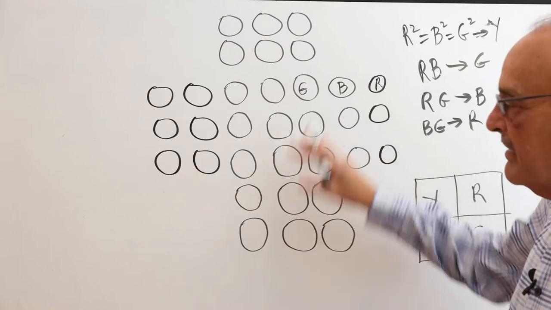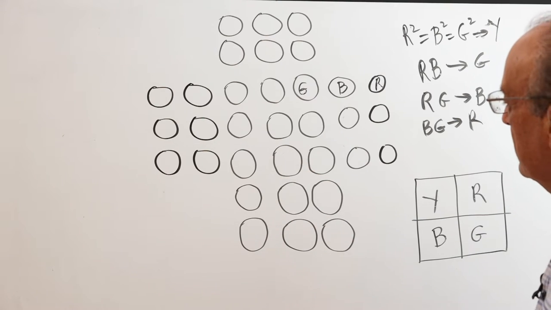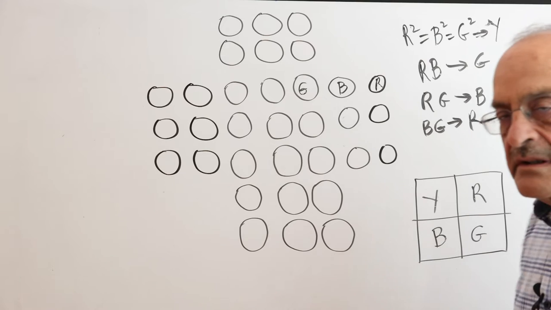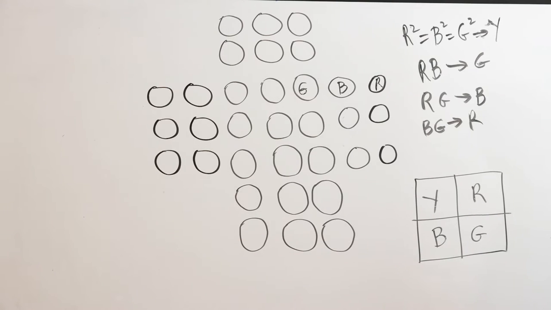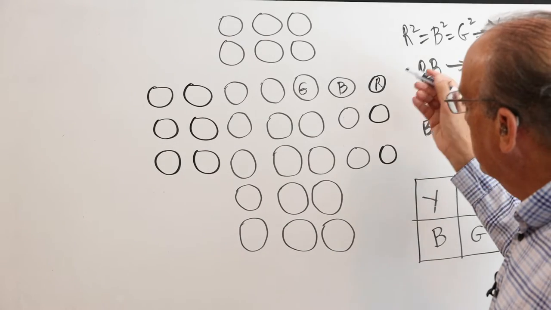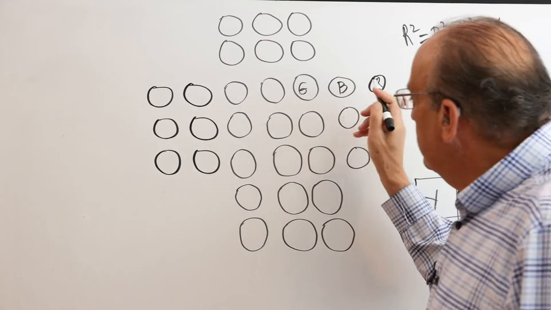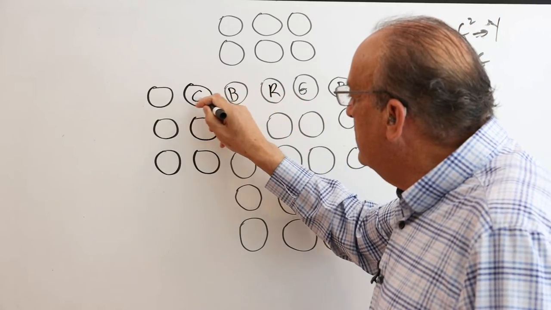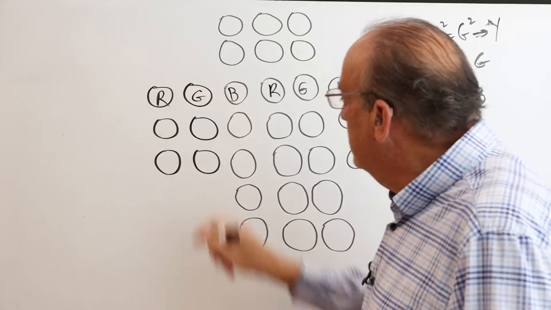We can use that to analyze the game. So what we're going to do is make sure every time you have three consecutive holes, that you're using three of the colors, red, blue, and green. So here we could go red, blue, green, red, blue, green, and red.